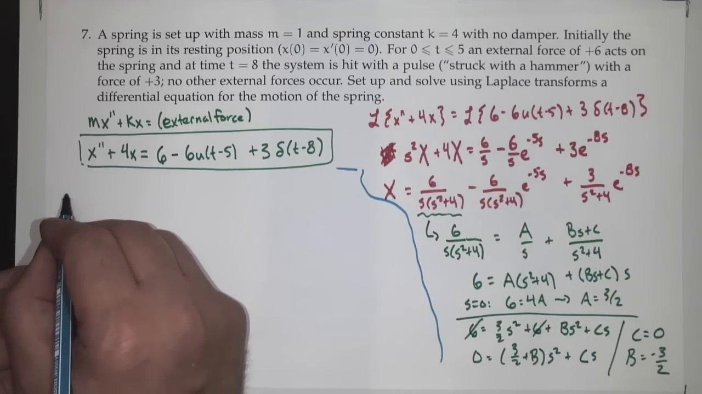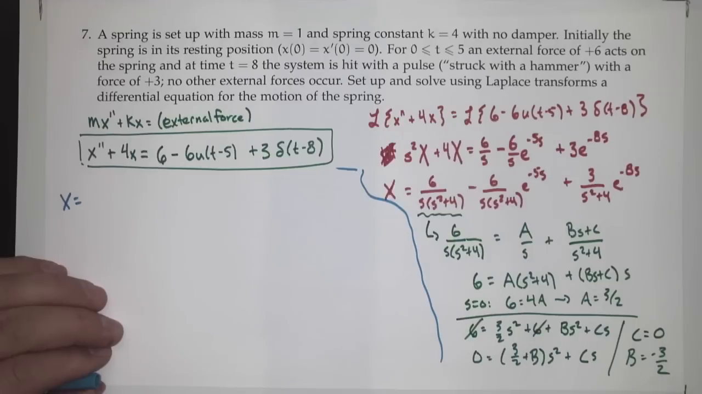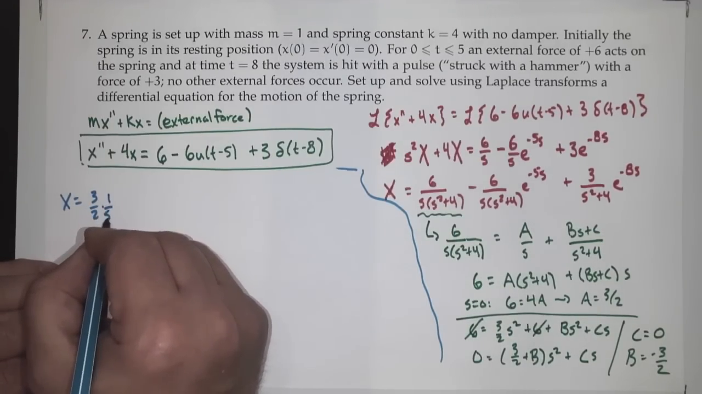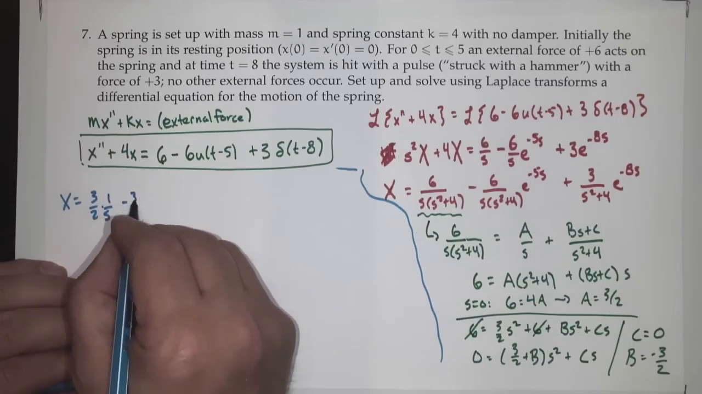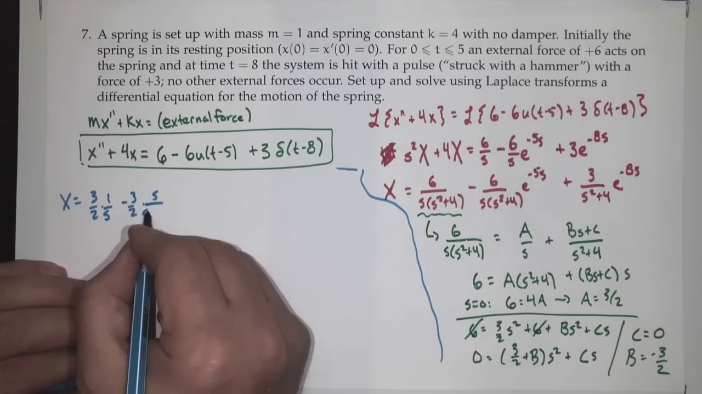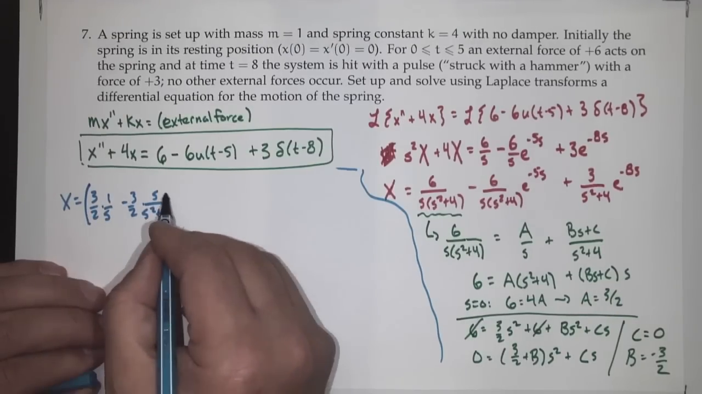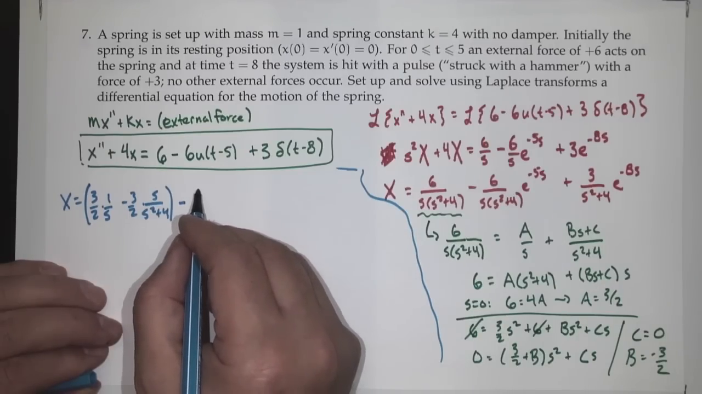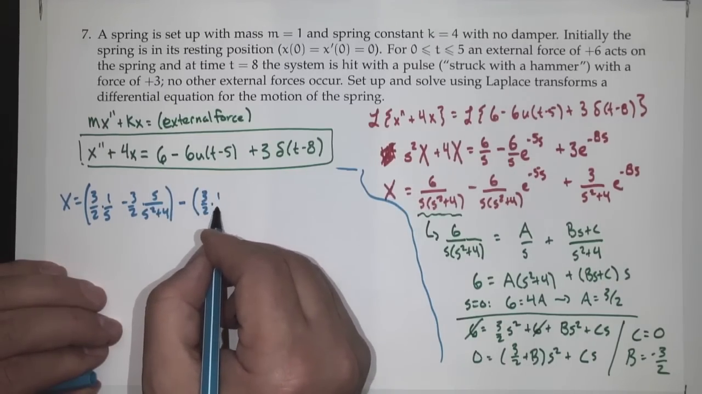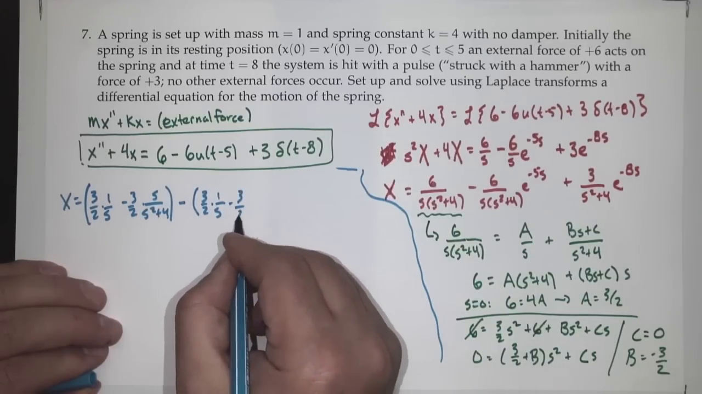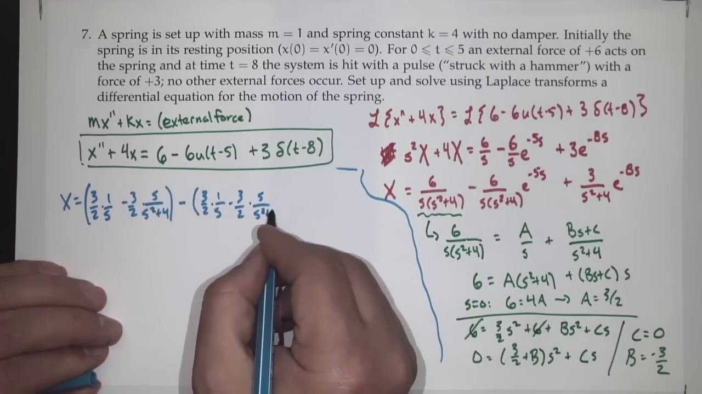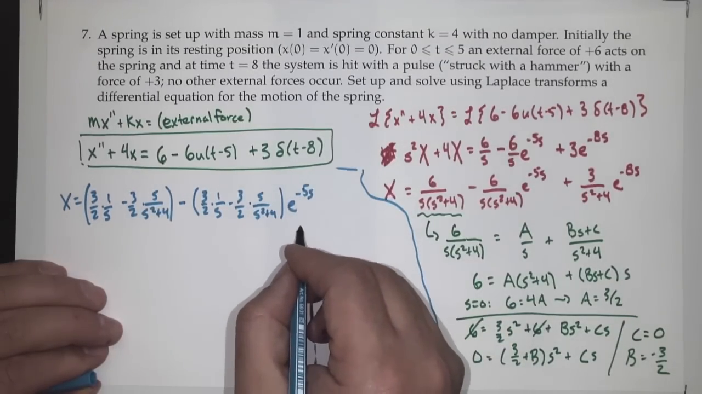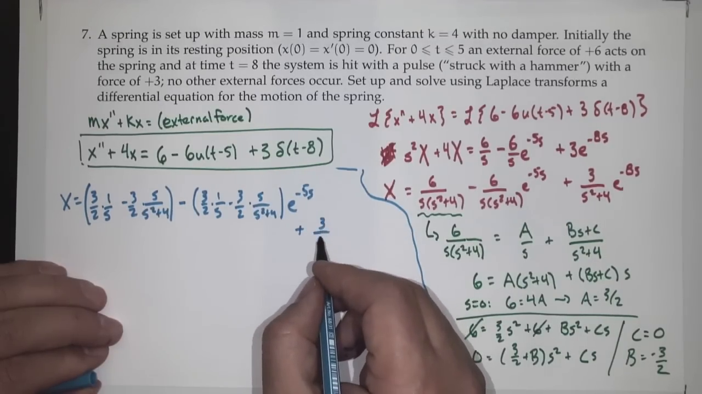So here we go. We know that x is equal to, we have our 3/2 times 1 over s minus 3/2 s over s squared plus 4. So this is the first part. Minus, and again we'll have the same thing, 3/2 1 over s minus 3/2 s over s squared plus 4 e to the minus 5s. And on the end we have our 3 over s squared plus 4.